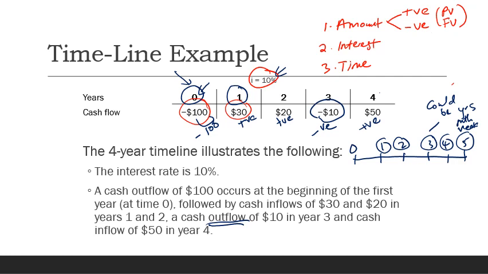So basically, a timeline example starts with zero and should have amount, interest, and time, or at least two pieces of information: either interest or time, or amount or interest. Because in a time value of money problem, you normally solve for the one variable that is missing, either amount, interest, or time.